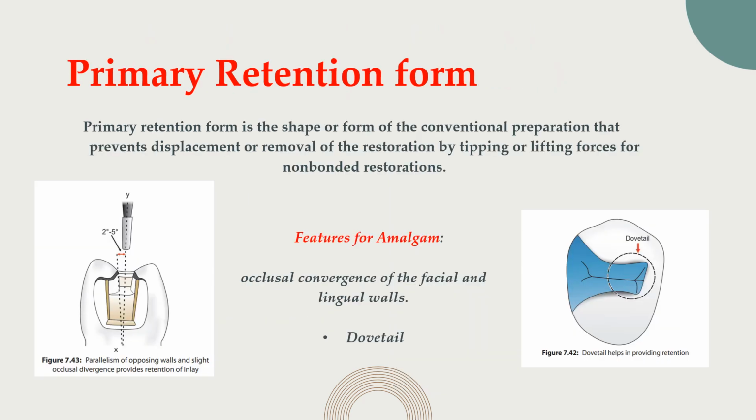So moving on to the primary retention form. It is nothing but the shape or form of the conventional preparation that prevents displacement or removal of the restoration by tipping or lifting forces for the non-bonded restoration. And coming to the features for the amalgam, it includes the occlusal convergence of the facial and the lingual walls. And dovetail is another retentive feature of the amalgam cavity.